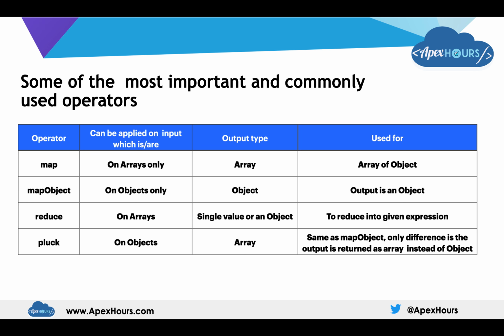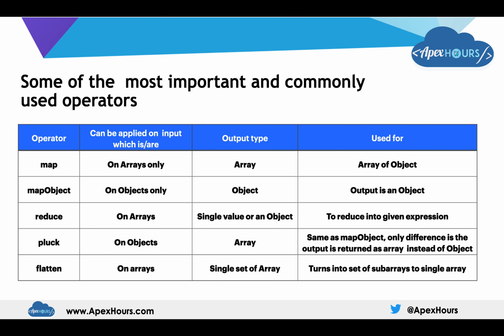If you want to get only keys or only values, pluck is very useful for that. I will show you in the hands-on. Then flatten can be used only on arrays, and the output type is also an array. What flatten does is turn a set of sub arrays into a single array. It will combine two different arrays. All this we will see hands-on. We have already seen map and map object. I will explain reduce, pluck and flatten now.